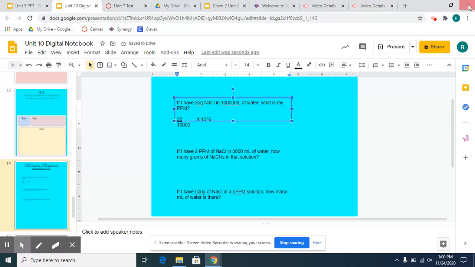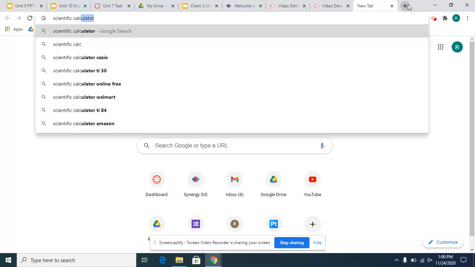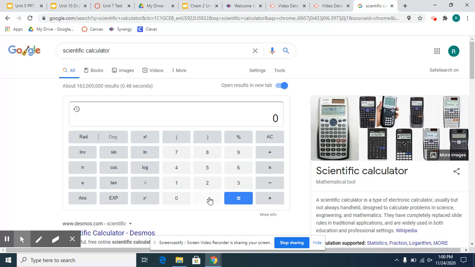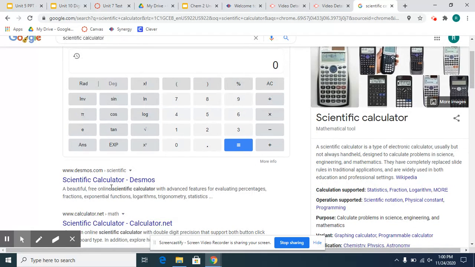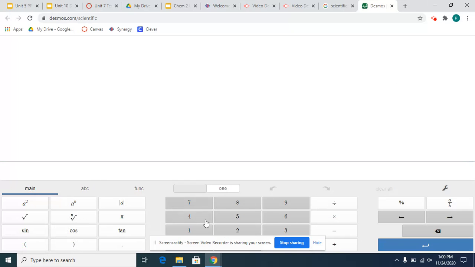So if you search scientific calculator, you get this calculator right here. It's just the Google calculator. So let's see. That one does not have it to where you could do times 10 to the 5th. So let's find you guys one. Here we go. Nope, that doesn't do times 10 to the 5th either. Let's see if it works.